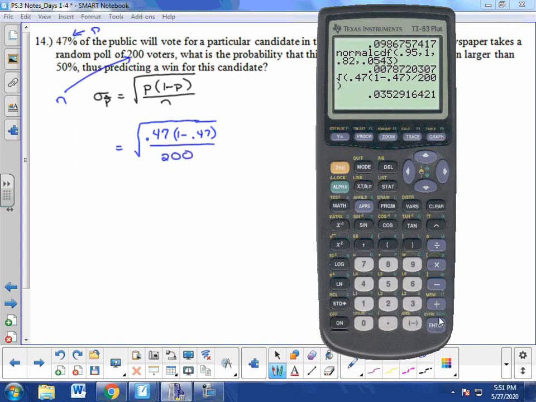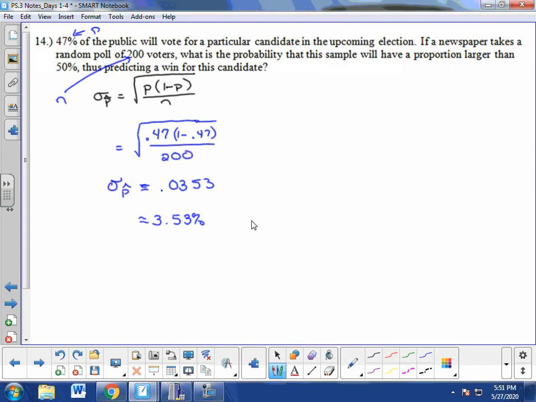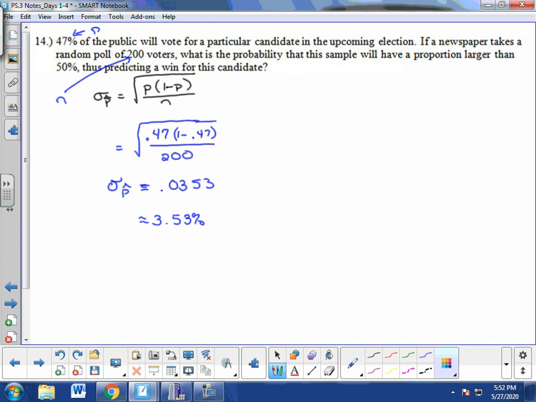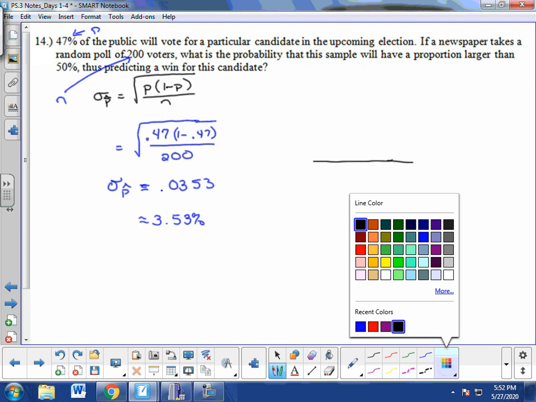So my standard deviation here is 0.0353 approximately. Because we're talking about percentages of voters, this would be approximately 3.5% of voters. So what is the probability that if we poll 200 people, it's going to tell us that a candidate that, again, is going to lose actually wins?